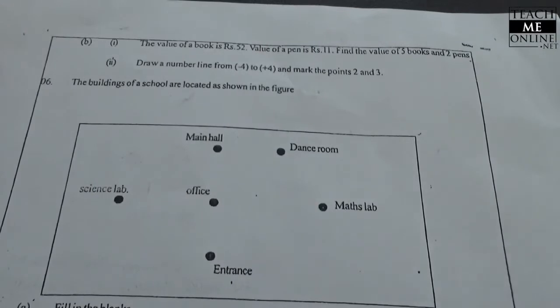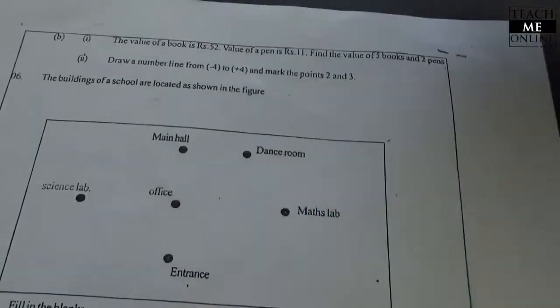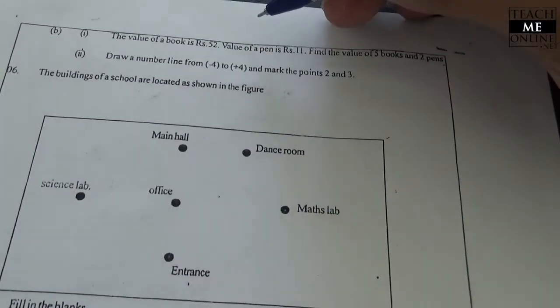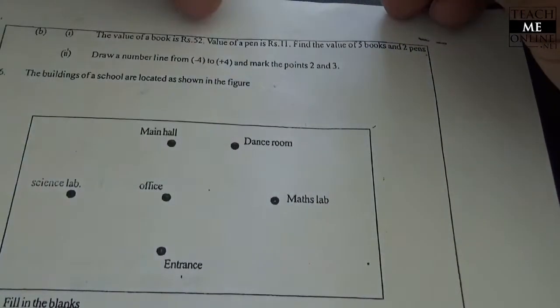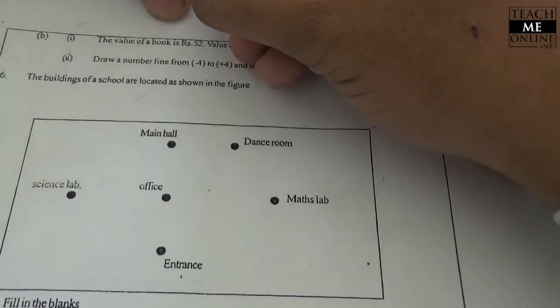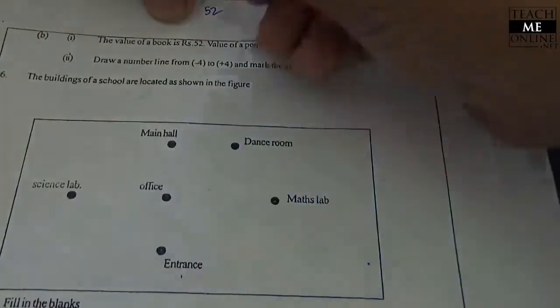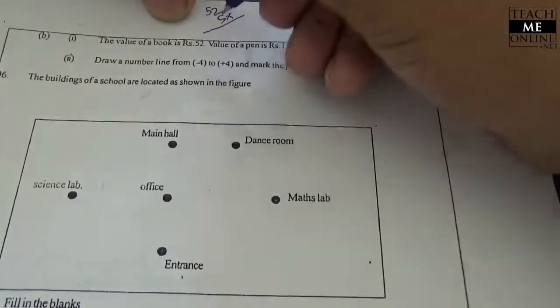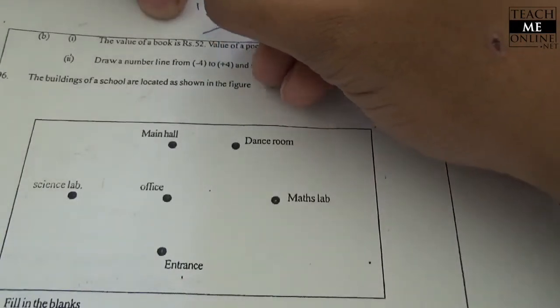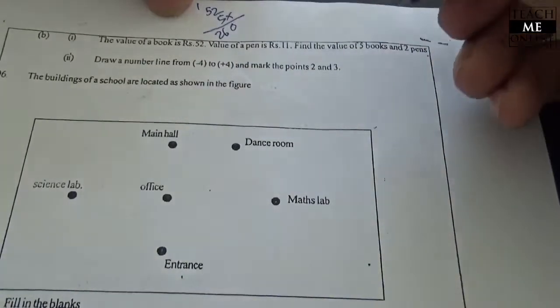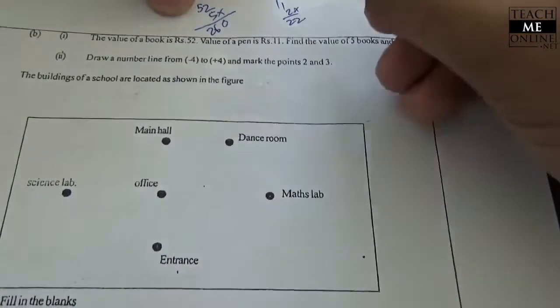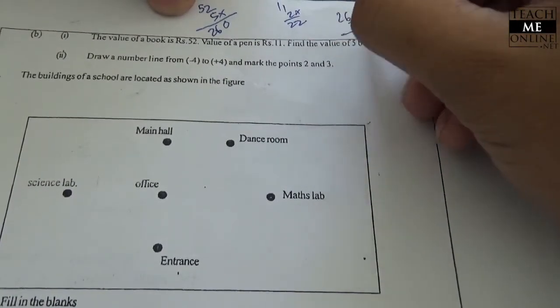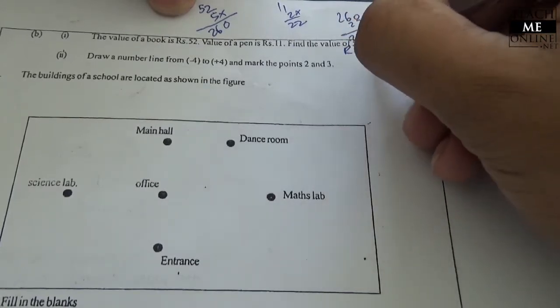Part B, Part 1. The value of a book is 52 rupees. The value of a pen is 11 rupees. Find the value of 5 books and 2 pens. So you have to take 52 multiplied by 5 to get the value of 5 books, which is 260. Value of 2 pens, 11 into 2, 22. 260 plus 22 is 282 rupees.